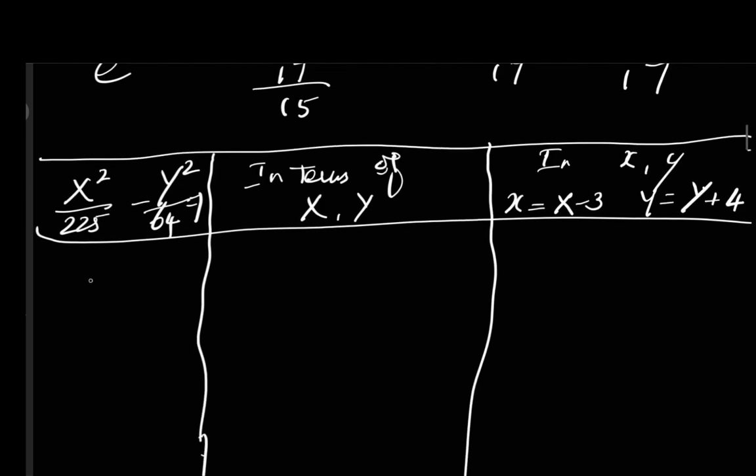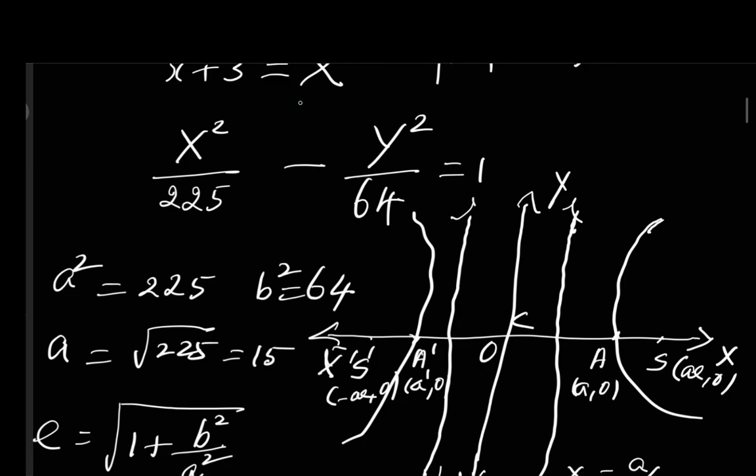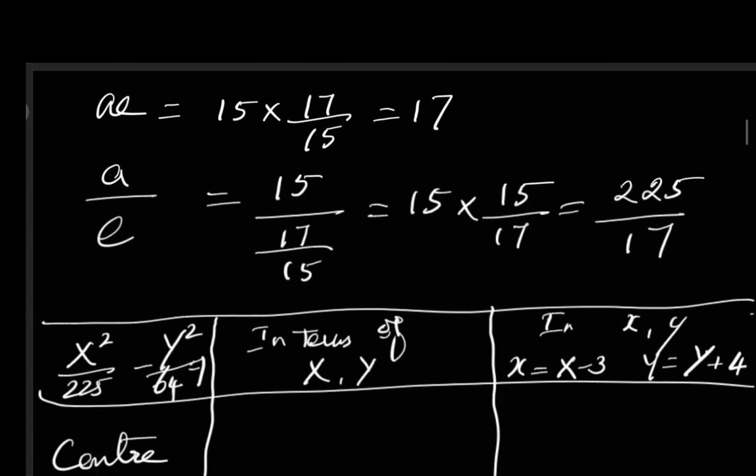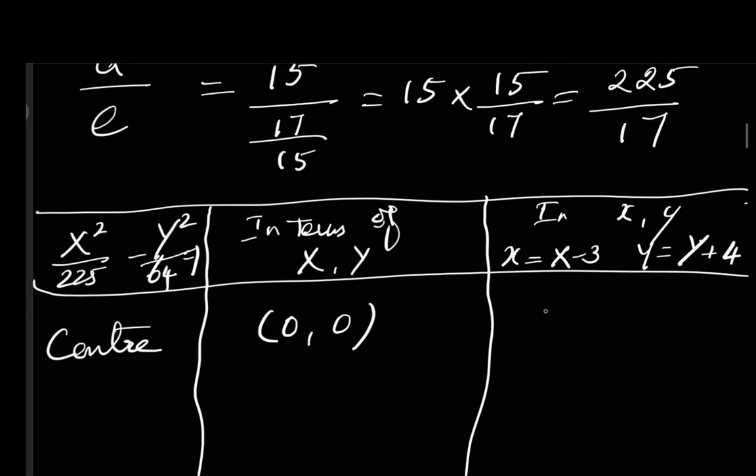Okay, now we are going to find first the center with respect to X and Y. So this is the hyperbola here. Just you will get the center as 0, 0. So write the center here. Substitute X as 0, so you get minus 3, 4.